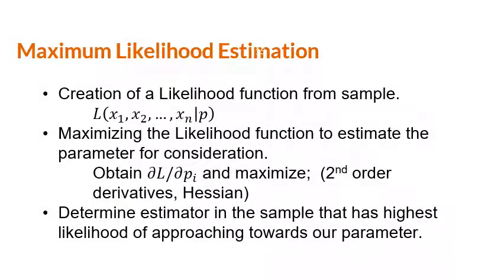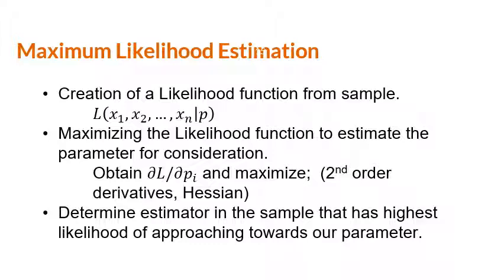We will now end this lecture with this section on maximum likelihood estimation. So we are to create a likelihood function from your sample. We create this likelihood function L with your samples x1, x2 to x sub n, where n is the number of samples. Given your parameter p, what is the likelihood of selecting this sample x1 to x sub n? We would like to maximize the likelihood function to estimate the parameter under consideration.